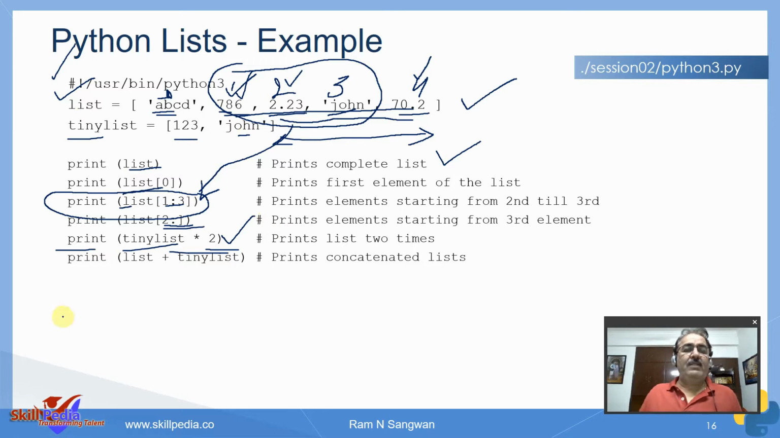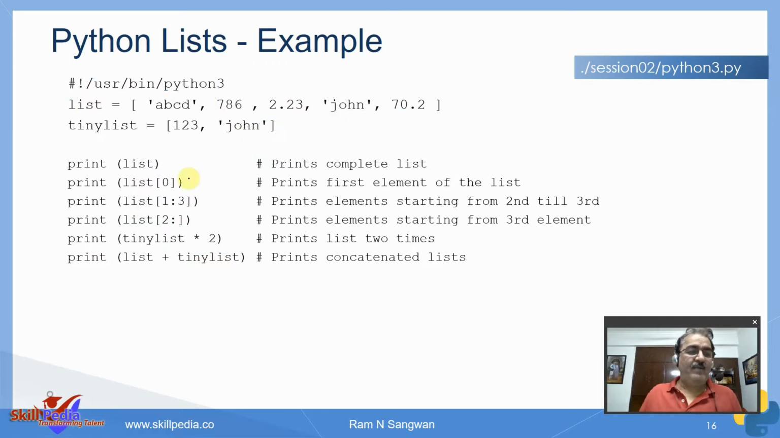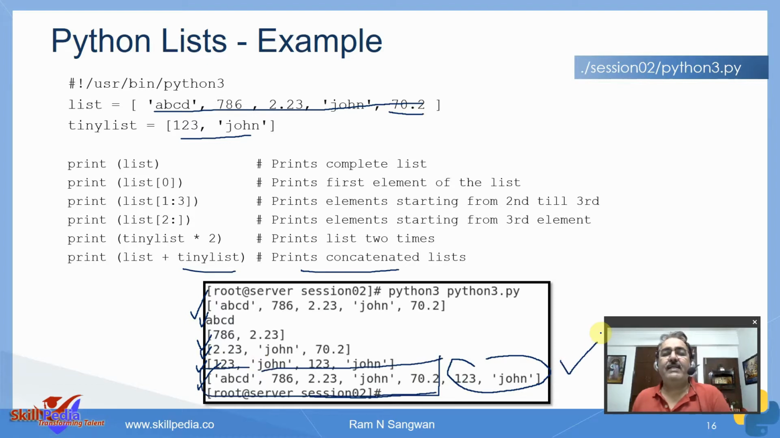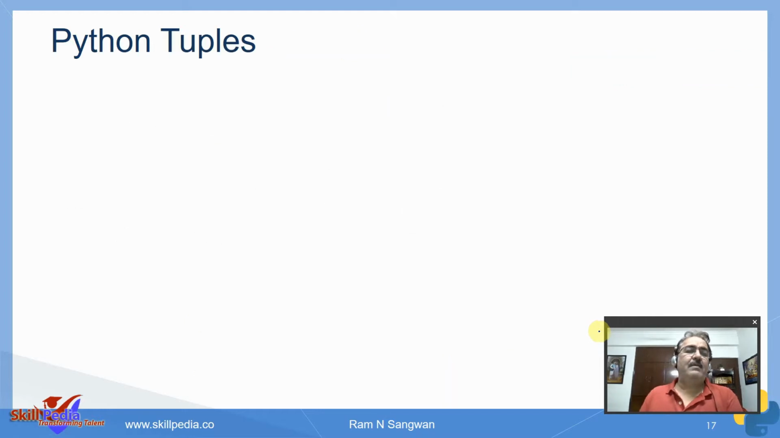List plus tiny list: all these elements along with the elements of the second list. So all these elements plus these elements will be printed. Both lists will be concatenated. So this is the output. First, second, third, fourth, fifth, and this is the second list together, that is 1, 2, 3 plus John, concatenated with 72.2 onward. So the first list plus the second list together. We concatenated two lists together with the plus sign. That is the Python lists.